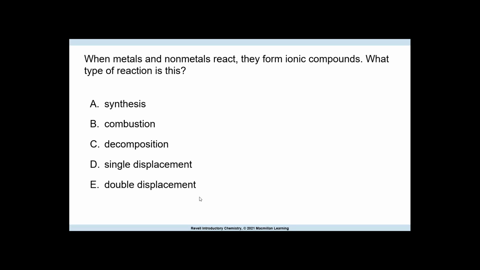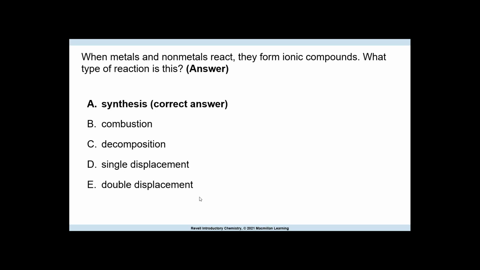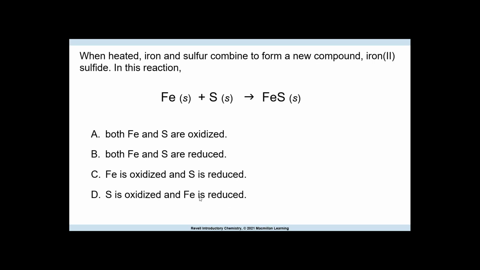When metals and nonmetals react, they form ionic compounds. What type of reaction is this? I've already covered this. It's A plus B equals AB. That would be a synthesis reaction, also known as a combination reaction. When heated, iron and sulfur combine to form a new compound, iron sulfide, in this reaction. So this would be one that is a perfect example of a problem. Which one's being oxidized and which one's being reduced?